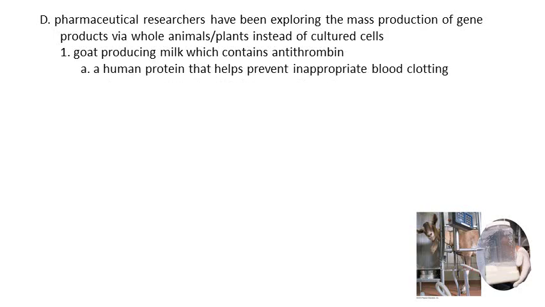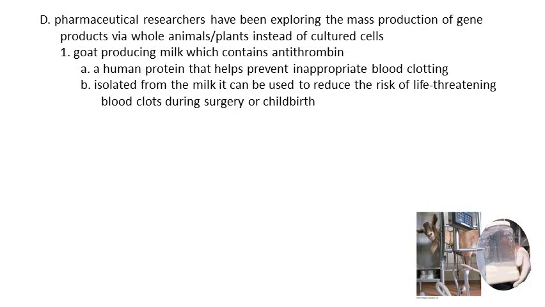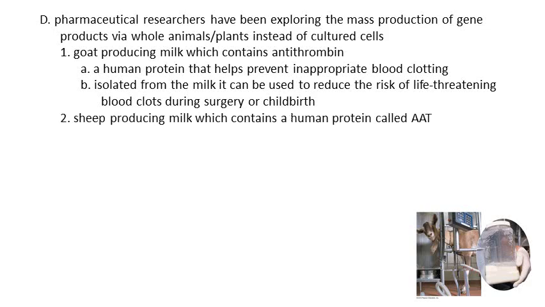Now, antithrombin is a human protein, and it helps prevent inappropriate blood clotting. So this protein can be isolated from the milk, and it can be used in reducing the risk of blood clots that can occur either during surgery or childbirth or something like that. They've also been able to develop sheep that produce milk, which contains a human protein called AAT.